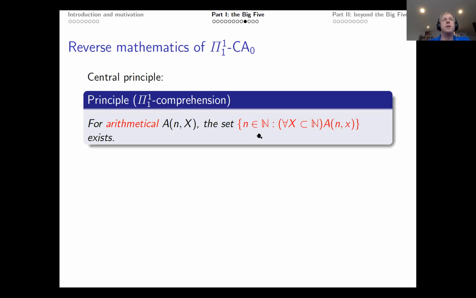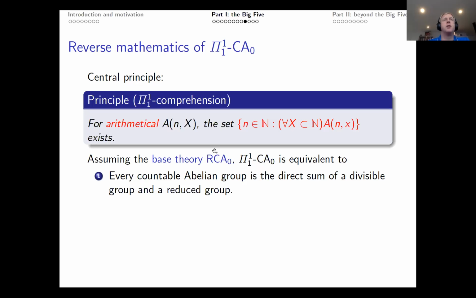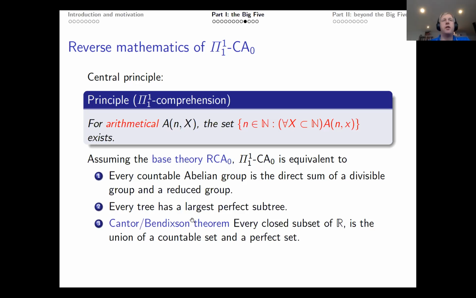Again, group theory. It could also be that we need ACA0 as the base theory, but an abelian group can be split into a divisible group and a reduced group, some group theory. Every tree has a largest perfect subtree, so a stronger version of Cantor's perfect set theorem, and the Cantor-Bendixson theorem, which is also nice, and some topology, determinacy, Ramsey stuff. There's of course a lot more.